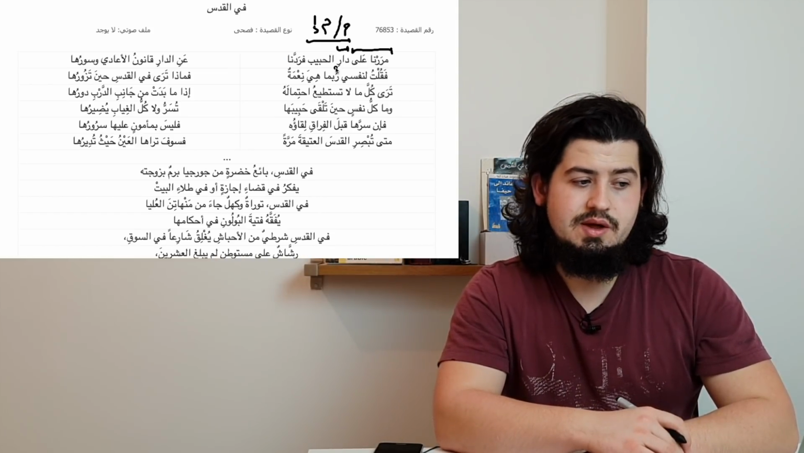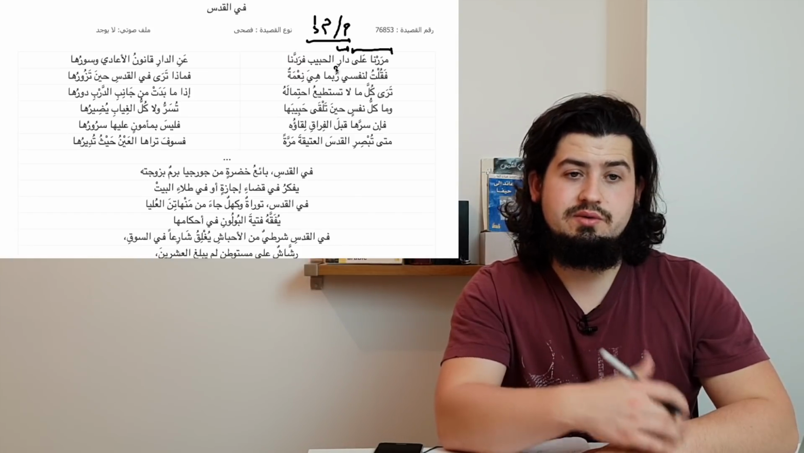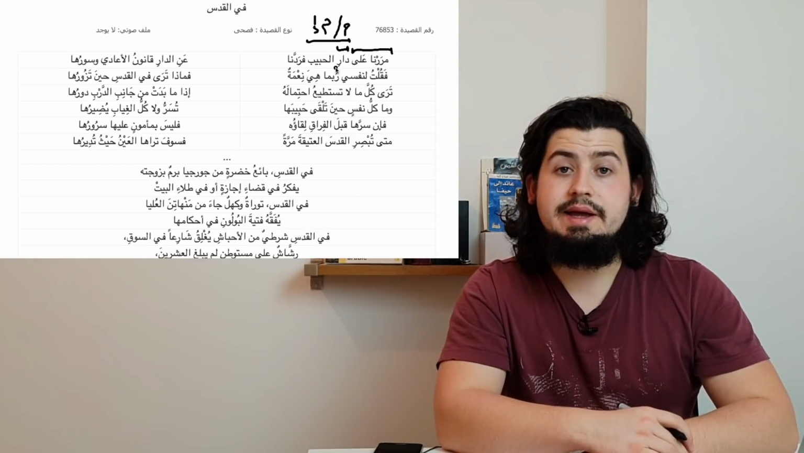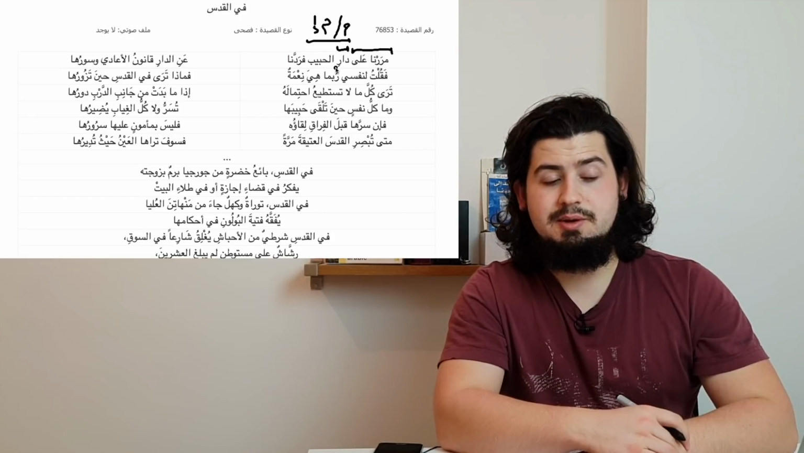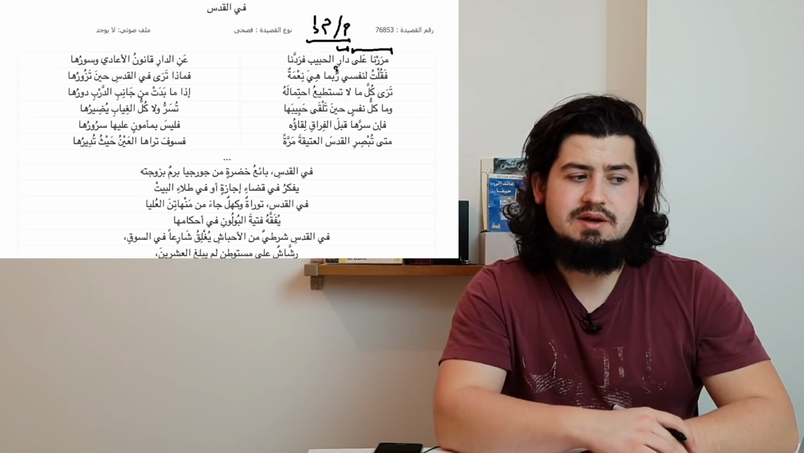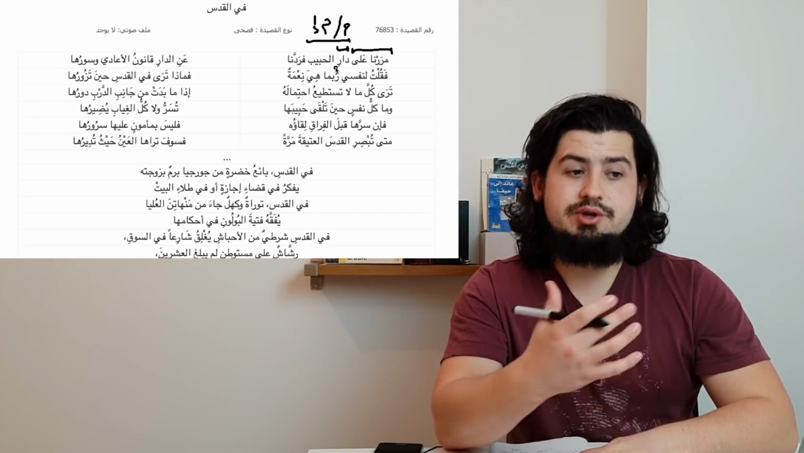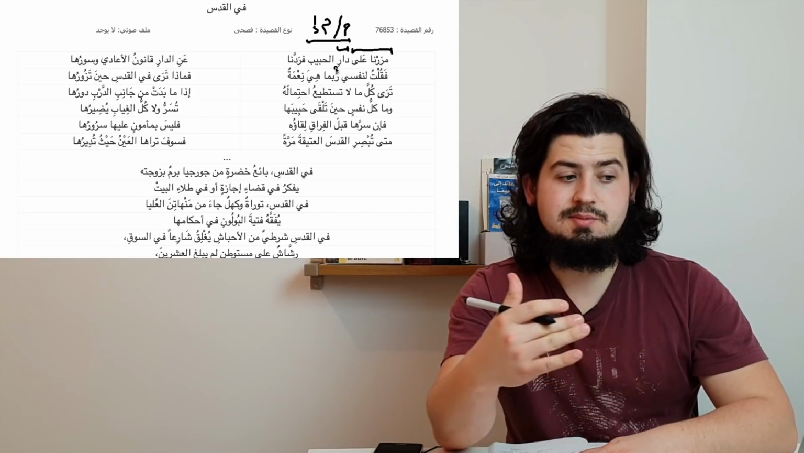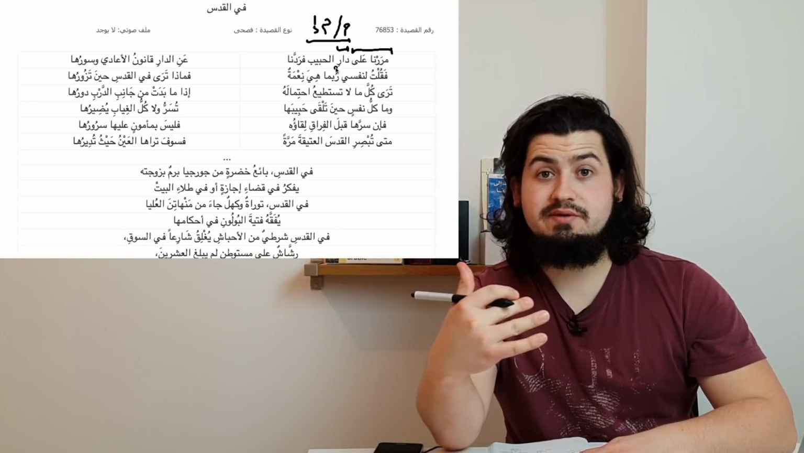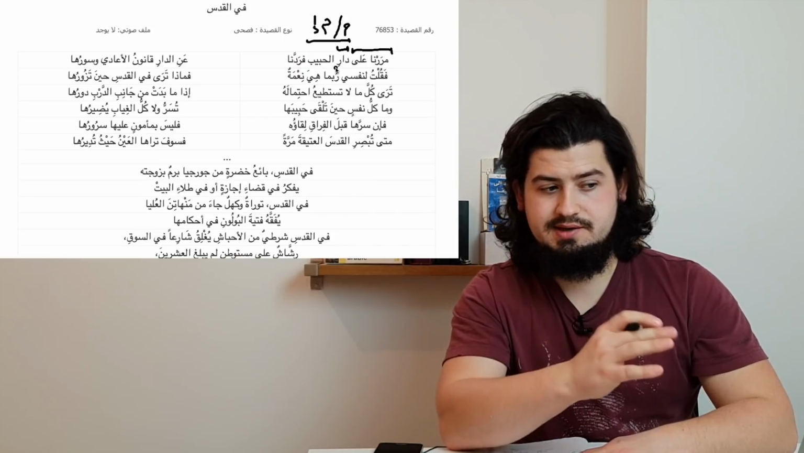Faraddana. So that's not all one word, actually. The fa is sort of so or and. Radda, the verb radda, means to be rejected or to be turned away. Faraddana. So we were rejected. We passed by the house of a beloved one and we were rejected.